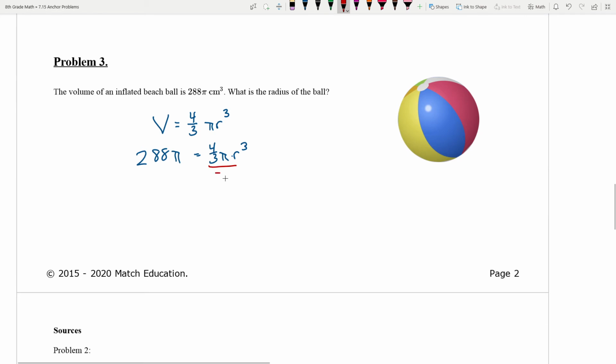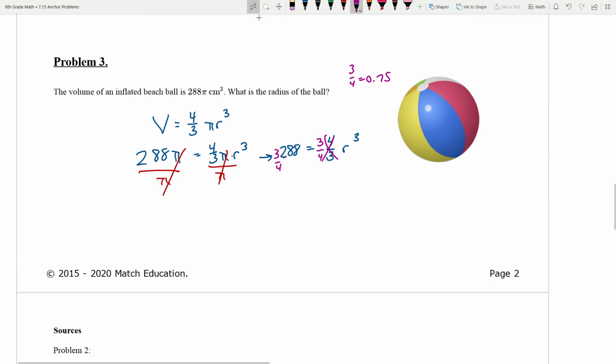Step 1, divide by pi. Why? It cancels out on the right, cancels out on the left. It's kind of convenient. So you're left with 288 is equal to 4/3 radius cubed. Now I get rid of the 4/3, multiply by the reciprocal of 4/3 on both sides. Multiply by 3/4 on both sides. That way that cancels out. Now remember, 3/4 is equal to 75/100.